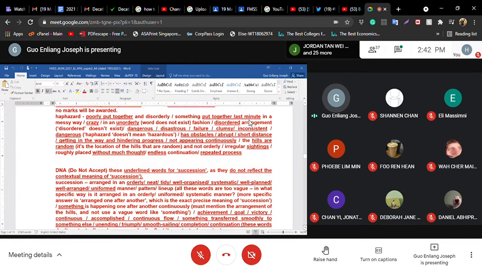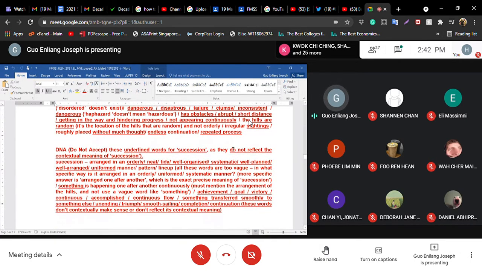Then there are some answers that are not acceptable for succession, because of the words orderly, neat, tidy, well organized, systematic. All this may sound correct, but they are considered too vague. So my question is, in what specific way is it arranged in an orderly or uniform or systematic manner? Yes, it is in an orderly, systematic manner, but it is orderly in the way that it is arranged one after another. That is the specific orderly pattern. So we are looking at specifics for succession. That's why it's wrong.